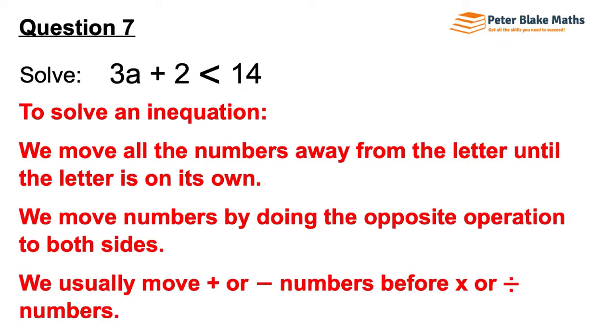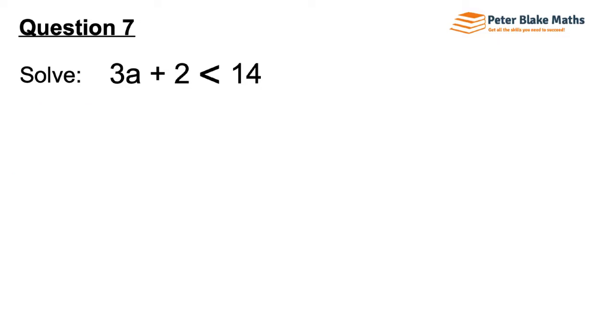We usually move plus or minus numbers before multiply or divide numbers. In this case, we'll move the plus 2 first, because it's a plus or minus number there. So we move a plus 2 by doing the opposite, which is minus 2 both sides. This is in the interest of getting the letter on its own eventually. So on the left hand side, the plus 2 and the minus 2 will cancel each other out, leaving us with 3a. We have a less than sign, and 14 minus 2 is just 12, as you know.